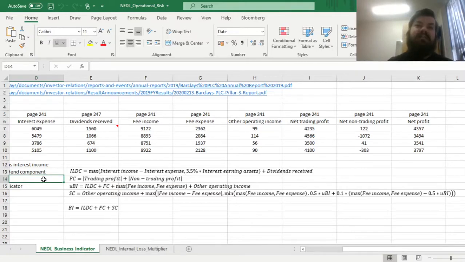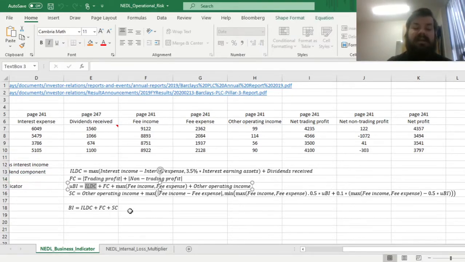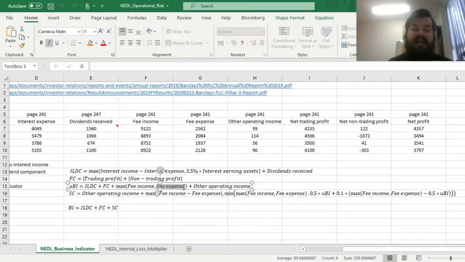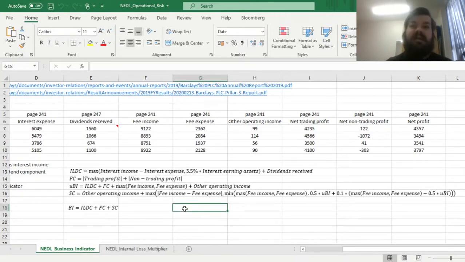And then we can calculate the unadjusted business indicator, that is unadjusted for the services component, by just combining the ILDC, the interest, lease, and dividend component, the financial component, those two we have just calculated, other operating income, gotten straight out of the consolidated income statement as well, page 241 in Barclays 2019, and the maximum of either fee income or fee expense of the bank that is also reported there in the same disclosure category. However, to calculate the services component and to finalize our business indicator calculations, we'll need to adjust our business indicator.